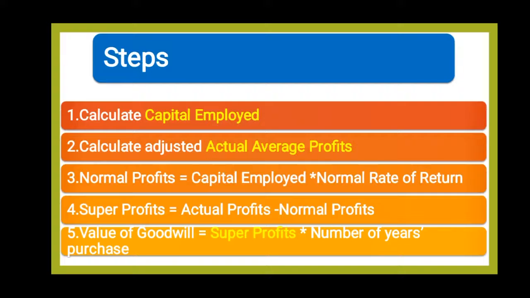So under this method, super profits are multiplied by number of years purchased. But in the previous method, that is the average profit method, actual profits were multiplied with the number of years purchased. So this is the difference between the two methods.